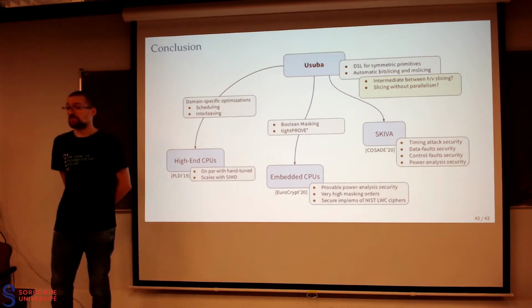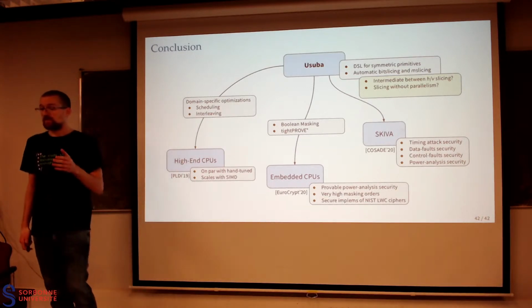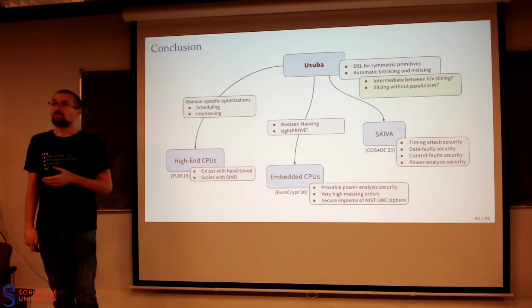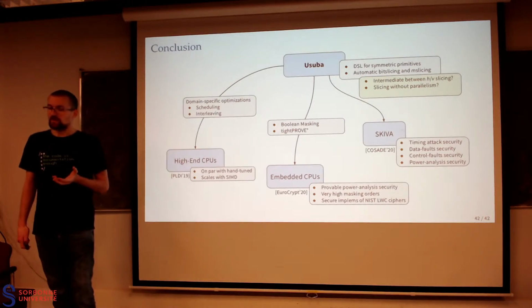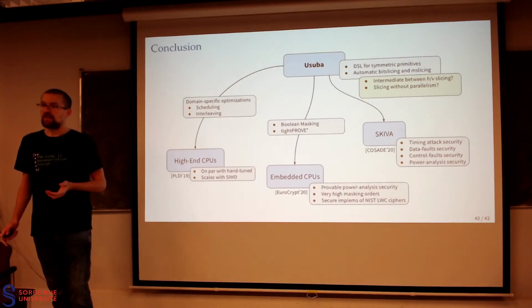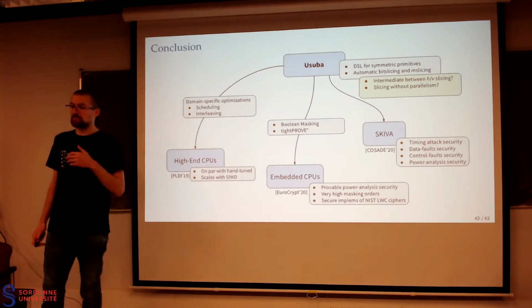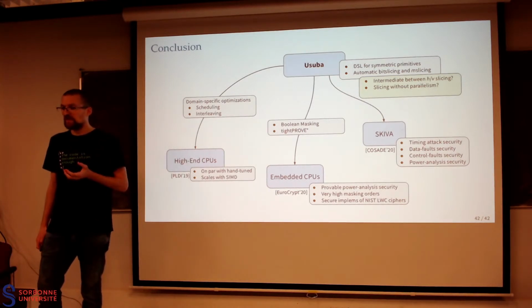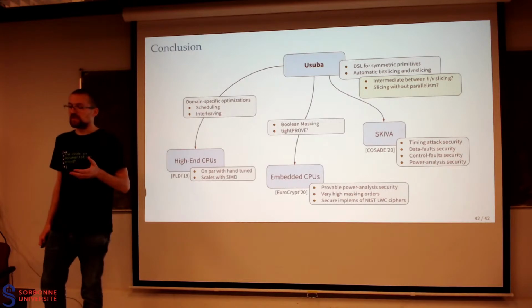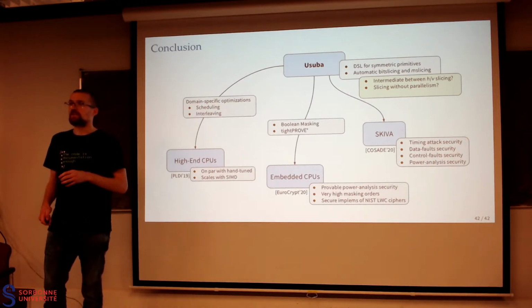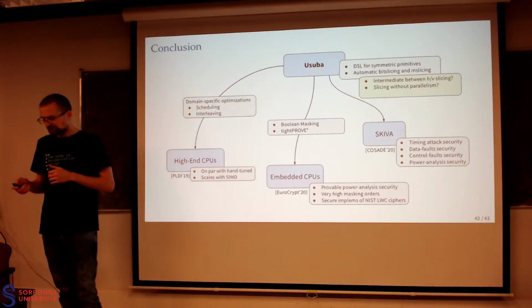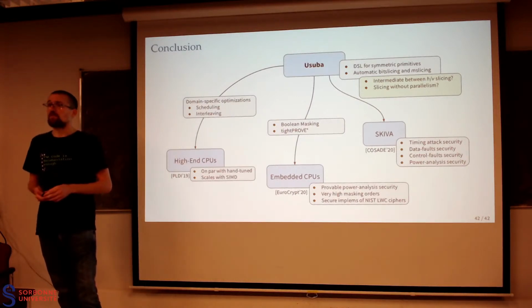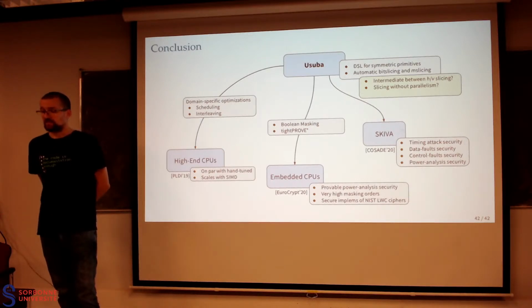Then there is a question also of what to do when there is no parallelism. So right now, our efficiency comes from parallelism. We can always encrypt many inputs in parallel, but in some settings, you just want to encrypt a single input. In those cases, some people slice only within the cipher instead of slicing over many inputs. It's useful for some use cases, and it could be useful to incorporate that in Usuba.